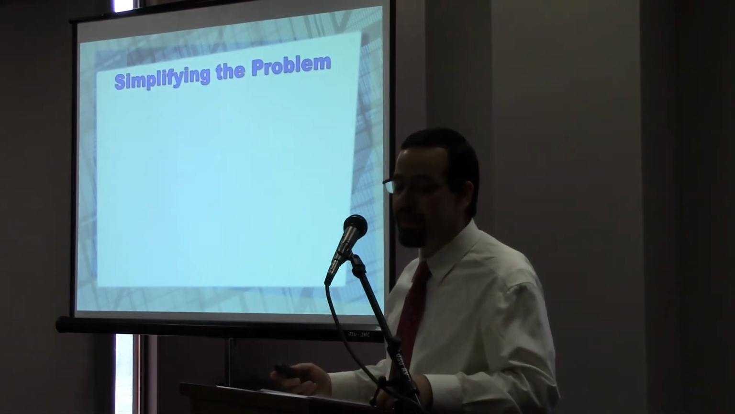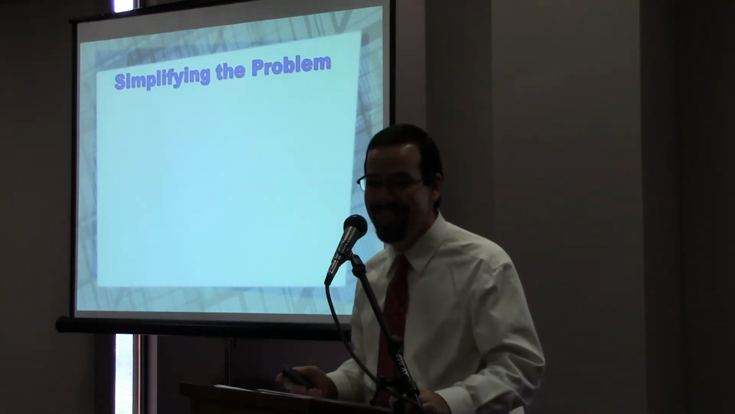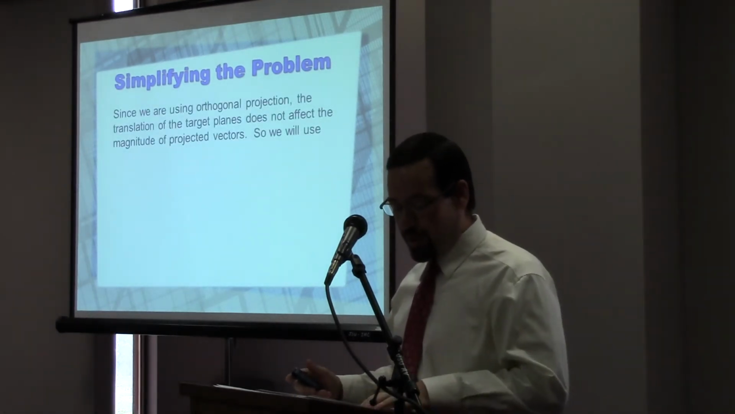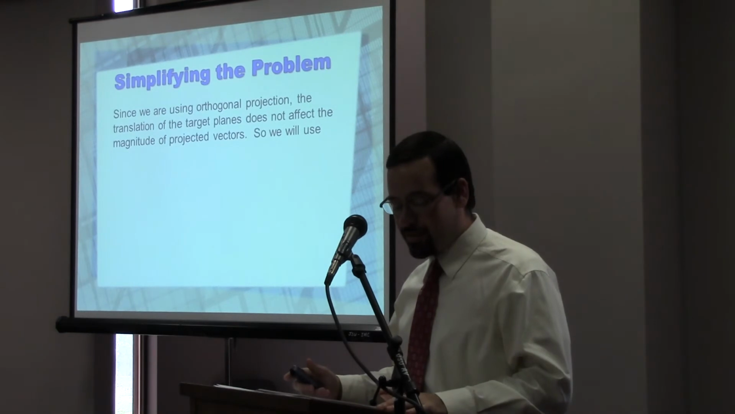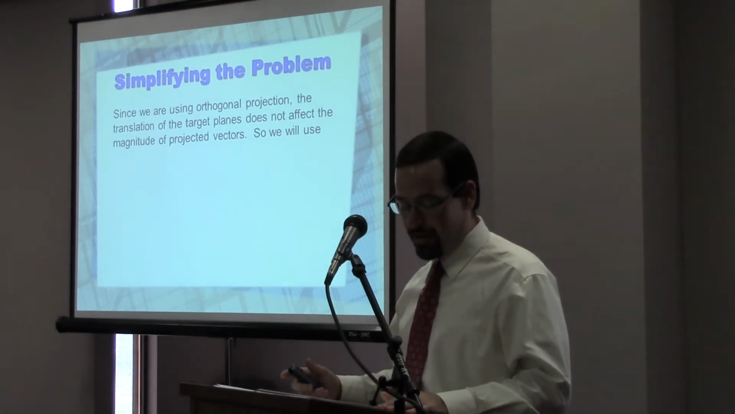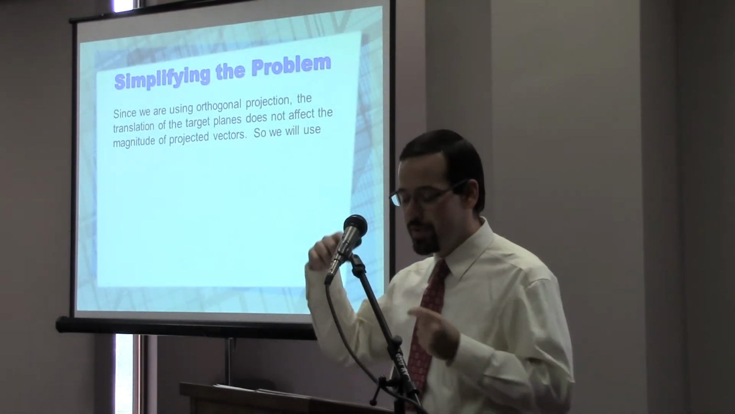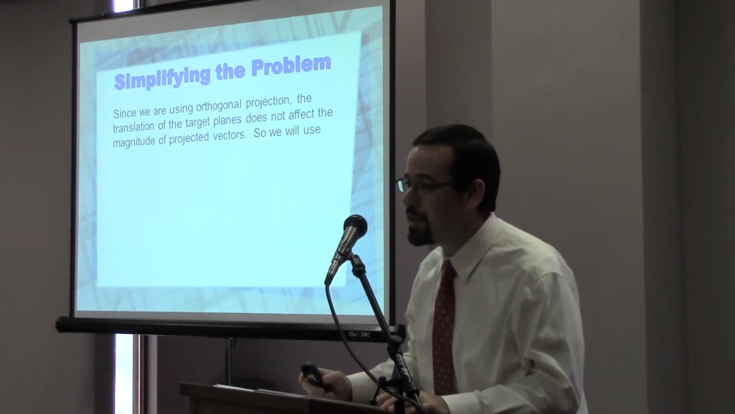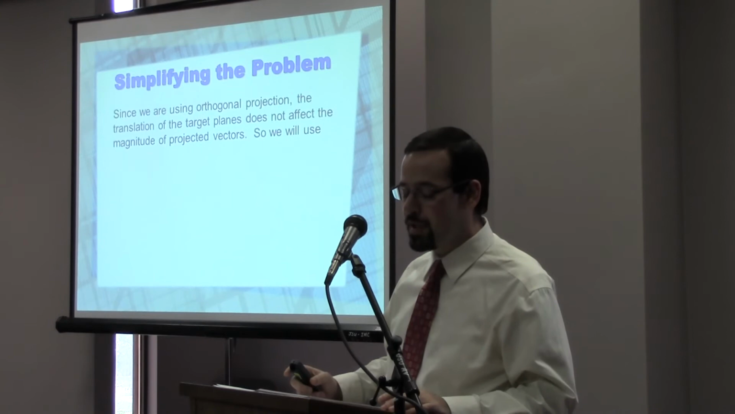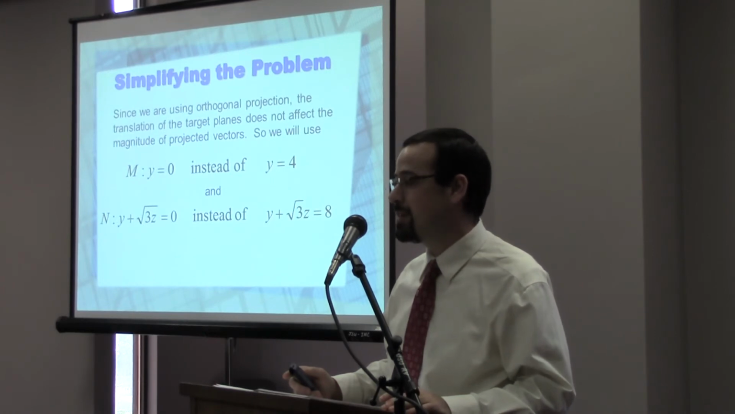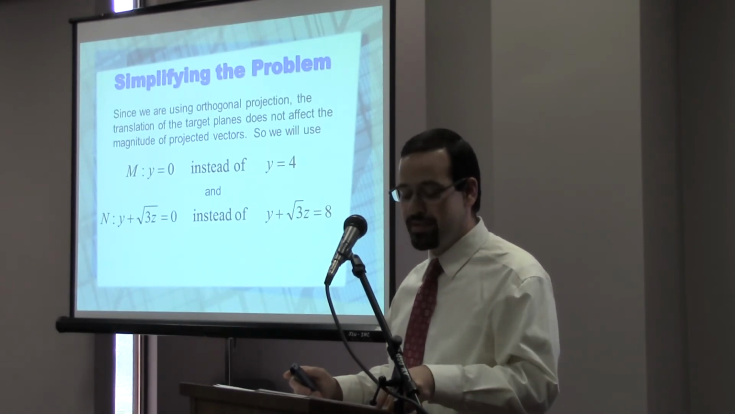Now, we'd like to simplify the problem that we were given, right? Okay. All right. Since we're using orthogonal projection, the translation of the target planes does not affect the magnitude of the projected vectors. We saw something similar with a point from the laser on a piece of paper. So instead of using the two planes we're given, we'll use the plane y equals 0 and the plane y plus the square root of 3 z equals 0. Okay? Simplifies things a little for us.